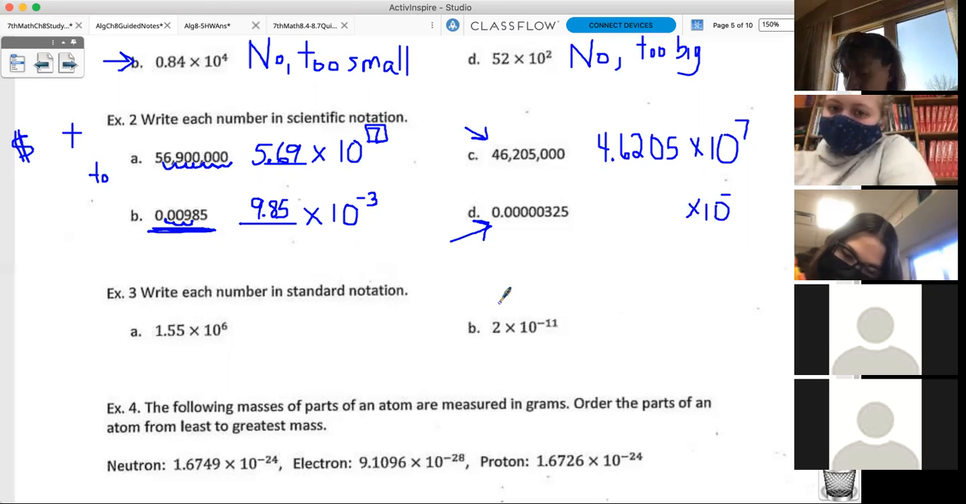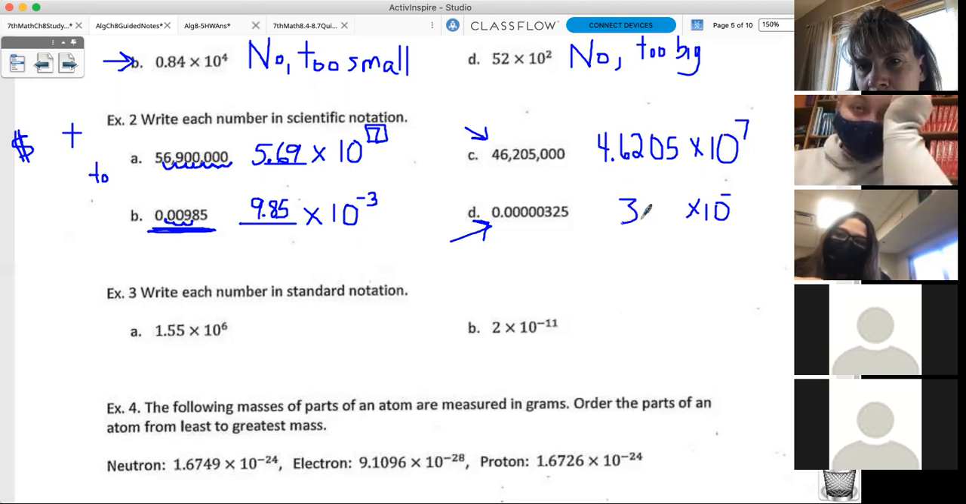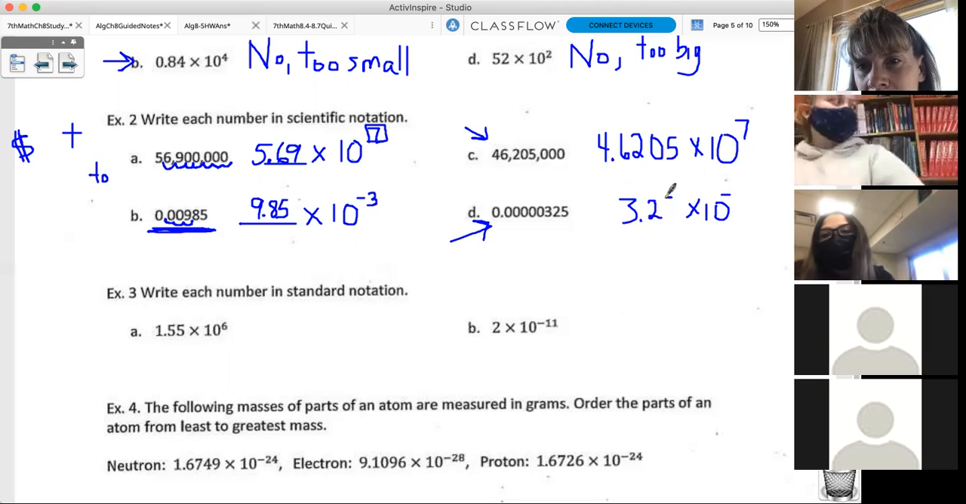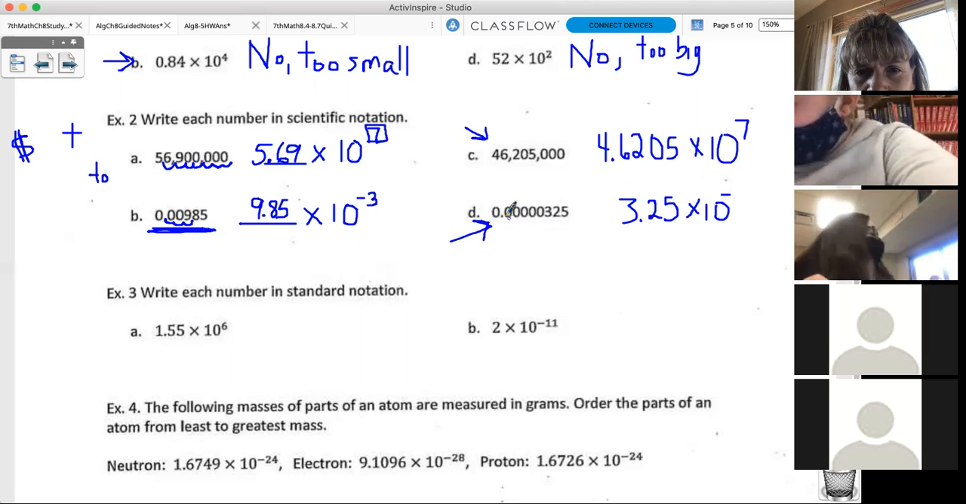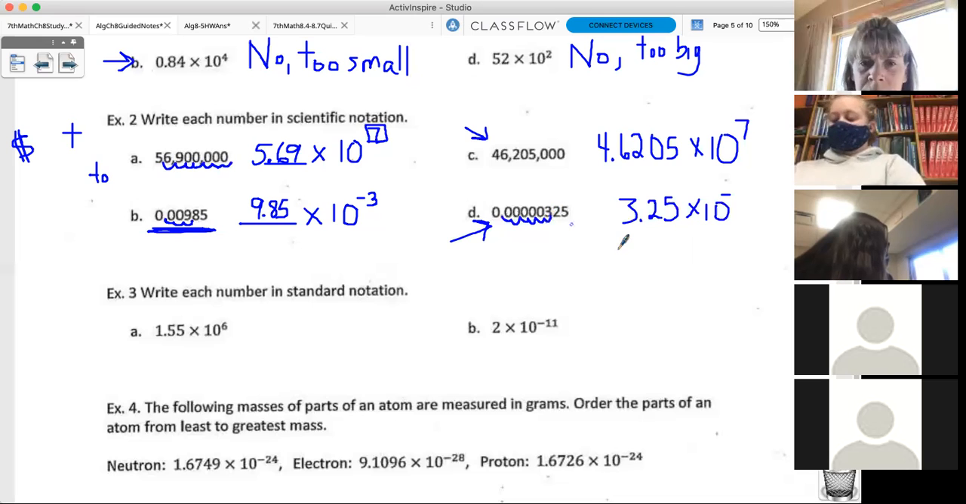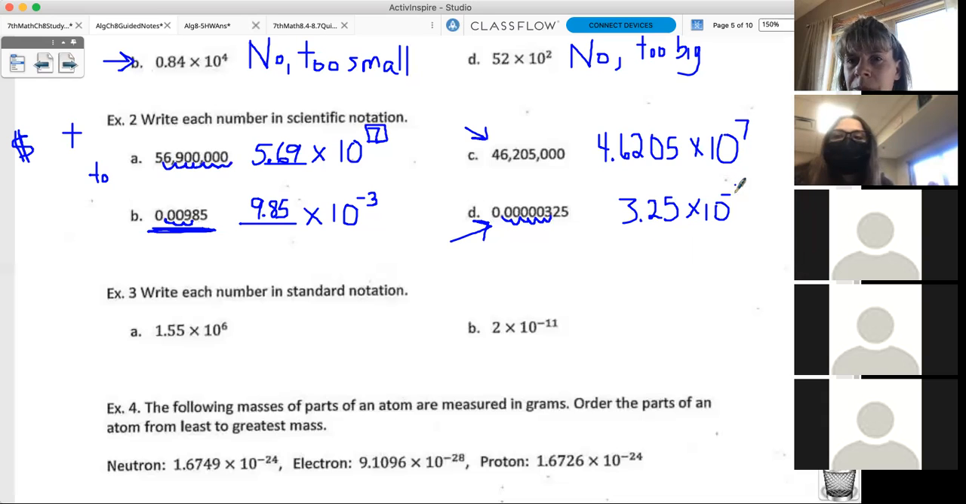So, all right, let's see. Grady, where should I put my decimal so that that number's between 1 and 10? Between the 3 and the 2. Perfect. 3.25. And how many places did that get moved? Braden? Six. Yep. So we have 3.25 times 10 to the negative 6th.